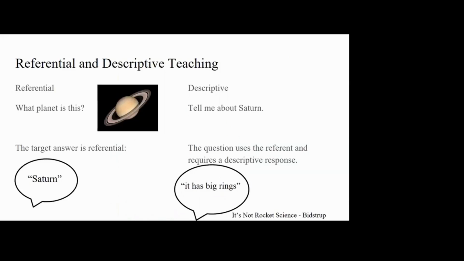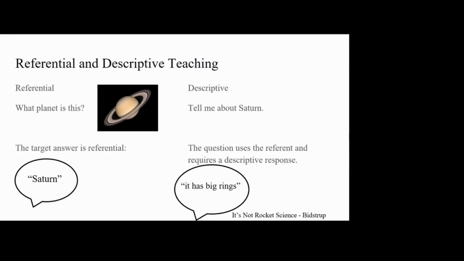And so this brings us to referential and descriptive teaching, which you will learn more about in the second training. I think it's the second training, Chris, with IMPAACT. Is that right? It's the third training with IMPAACT. So you'll learn more about this, but referential teaching asks questions like, what planet is this? And the target answer is referential. The student has to answer Saturn, right? Which of course means that you have to program Saturn and Pluto and Mercury and Mars and all of the other names of the planets into the system, right? Descriptive teaching kind of flips the question, right?